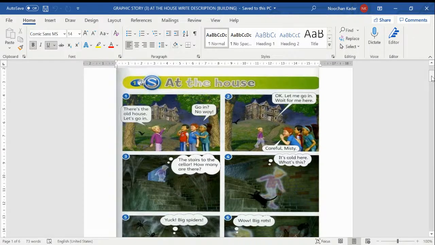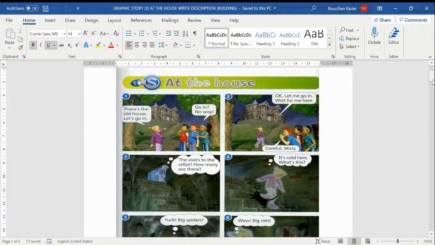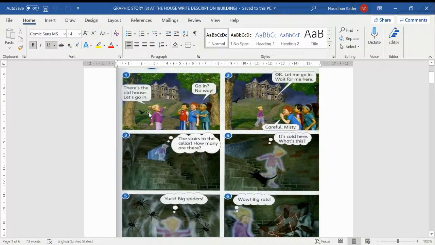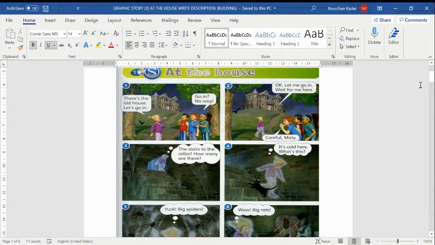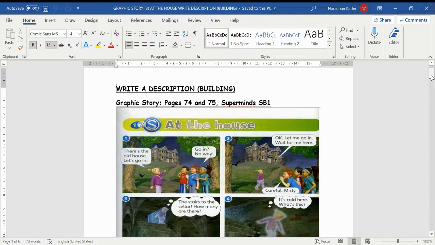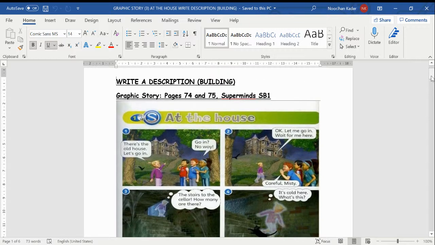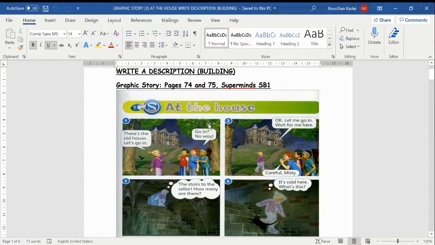Here we have the graphic story, at the house. So we will start with the first one. How many frames are there here? Let's see first: 1, 2, 3, 4, 5, 6, 7, 8. So there are 8 frames. In the 8 frames there are limited dialogues in each frame, but there are still dialogues. So this is a graphic story with dialogues. Let's start at the house.